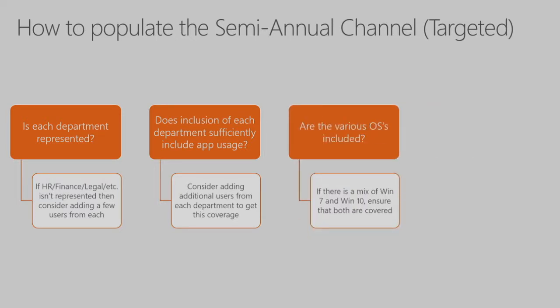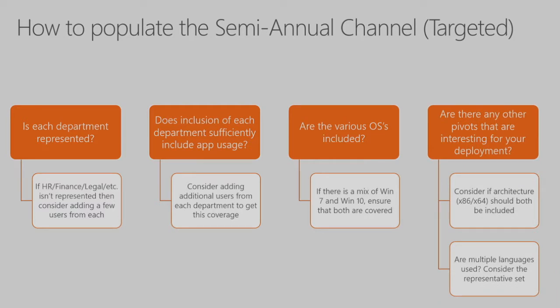Next, are the various OSs included? Are you still in the transition of moving from Windows 7 to Windows 10? If so, you probably want some Windows 7 and some Windows 10 devices in your targeted ring for the ProPlus deployments. Things change that we depend on in the OS. Same for your add-ins and whatnot. You probably want that represented set as well. And then finally, kind of a catch-all, are there any other pivots that might be interesting to you?